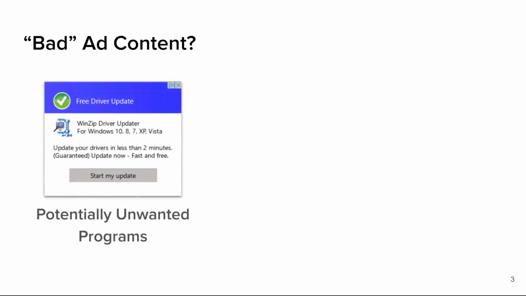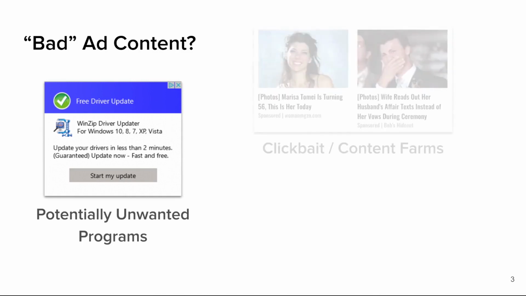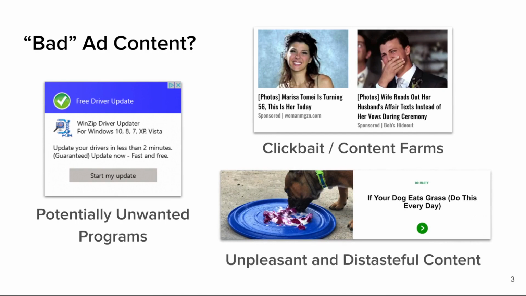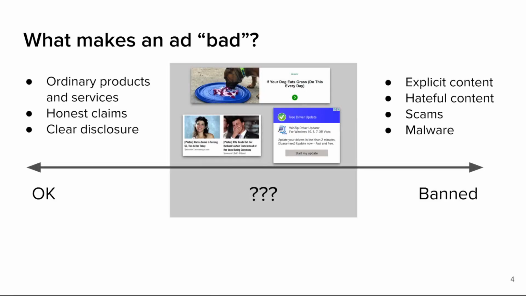If you turn off your ad blocker, you may notice that a lot of ads seem problematic in some way. For example, ads that promote potentially unwanted programs, ads for clickbait articles and content farms, and ads that are simply unpleasant to look at. Anecdotal reporting in the media and recent research studies have shown that ads like these are fairly common. These ads exist in a gray area where they aren't clearly harmful, like outright scams, nor are they clearly benign, like most ads for ordinary products.